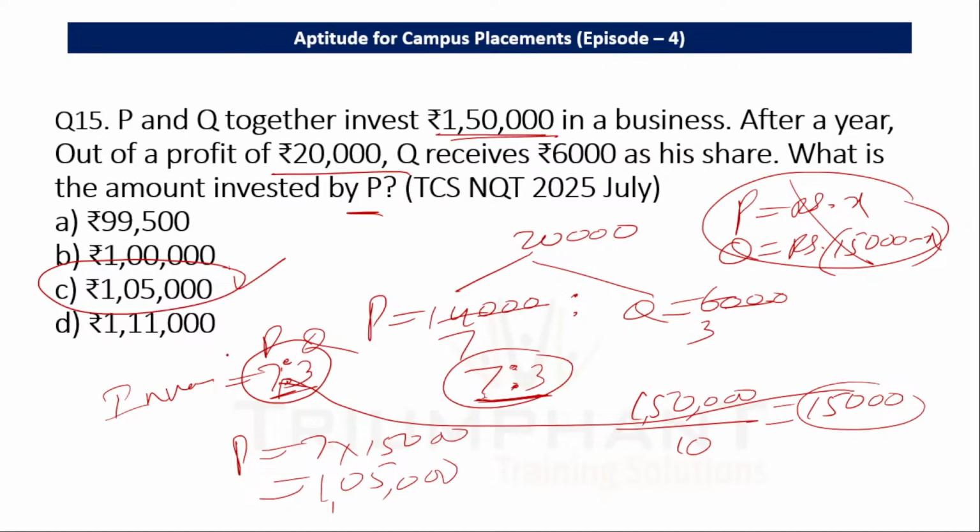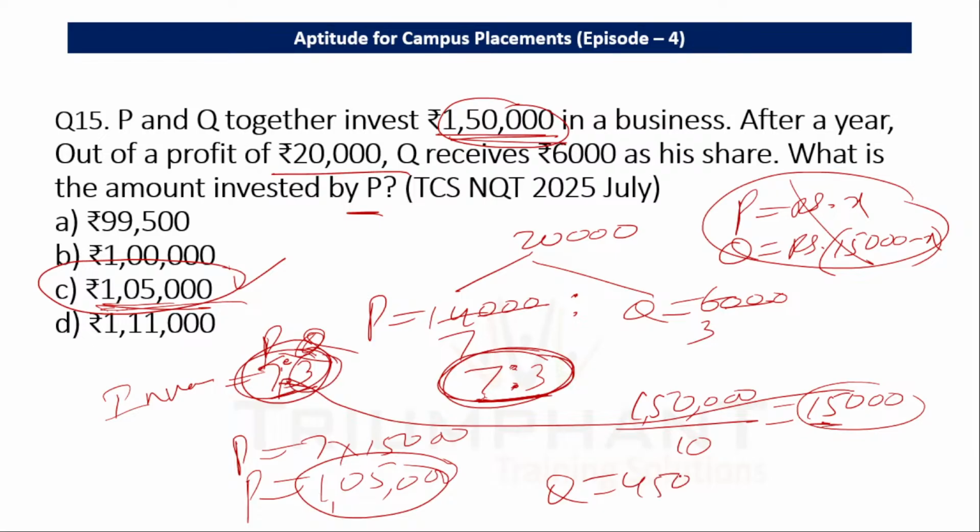Yes, so it is 1,05,000, option C. Here, as we were already given their profits, the profits are in the ratio 7:3, then the investments also will be in the ratio 7:3. We know the total investment, 1,50,000. If I divide it in the ratio 7:3, P is 1,05,000. What about Q? Q invested 3 parts, each 15,000, 3 15s, 45,000 is Q's investment.